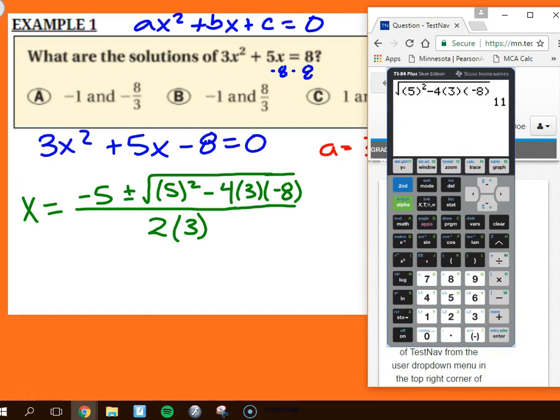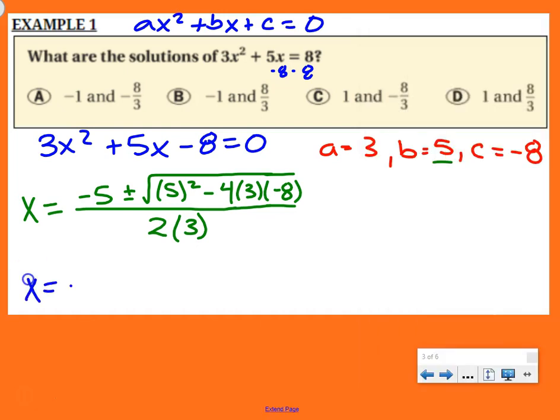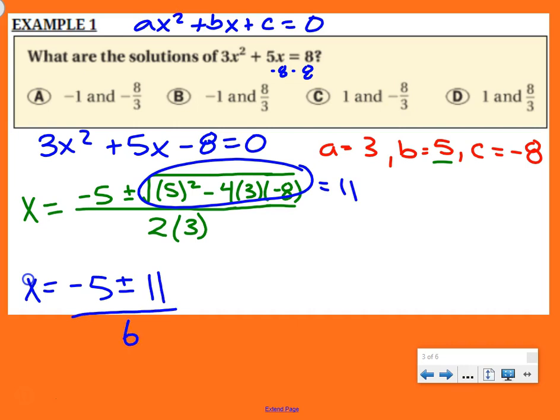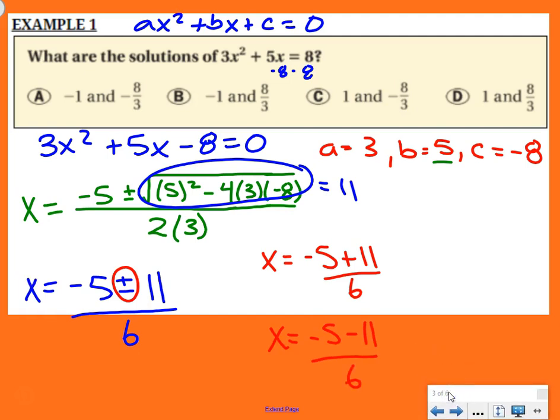Which is awesome. So now we just have to write x equals negative 5 plus or minus this whole piece, which was equal to 11. So we put 11 over 2 times 3, which is 6. Now we have two cases because of this plus or minus. We have x equals negative 5 plus 11 divided by 6, and we have x equals negative 5 minus 11 divided by 6.